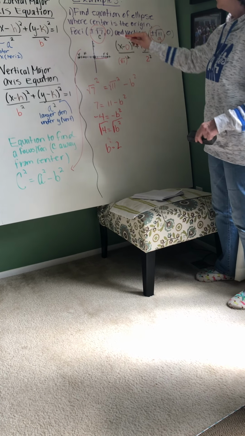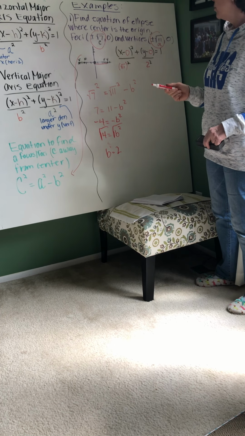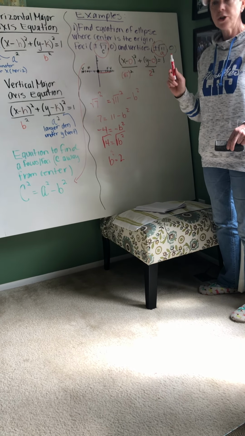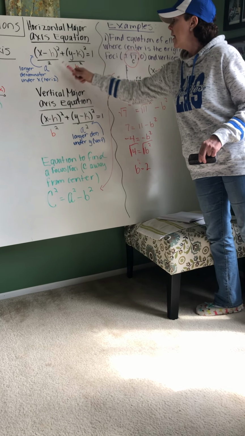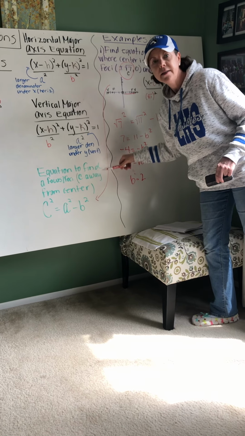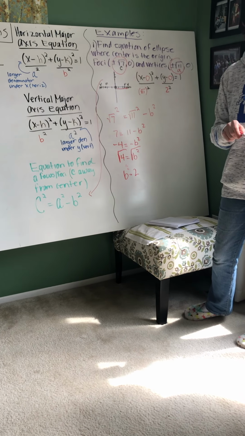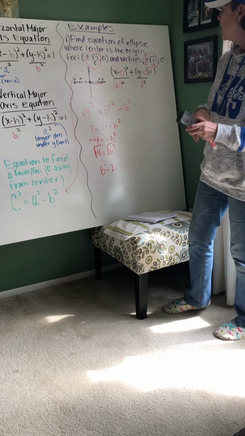Okay? So when you've been given features, Lucas and anyone else, draw yourself a little picture. Decide which equation you have. You need to fill in H, K, A, and B, and you might need this equation down here to get what you need. Okay? So I hope that that helps.